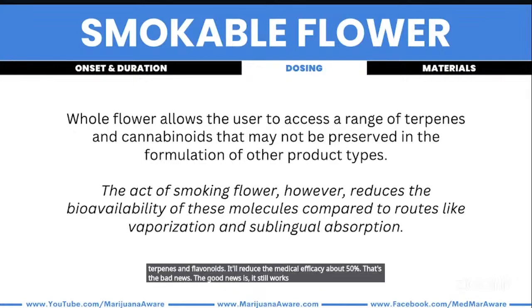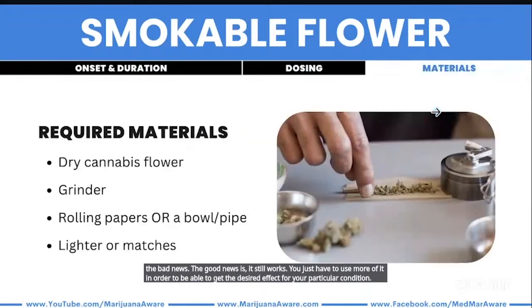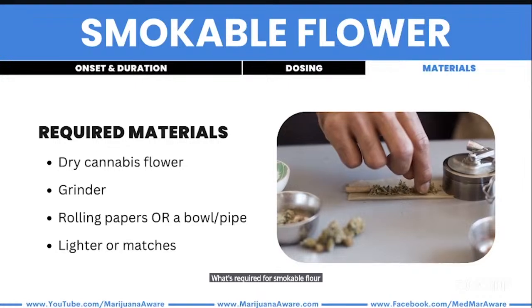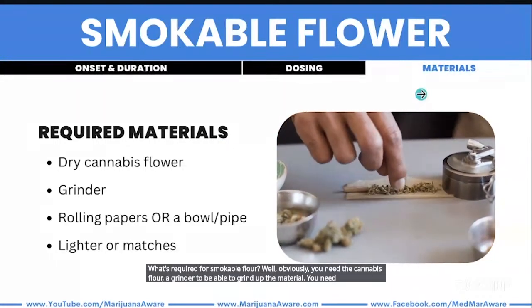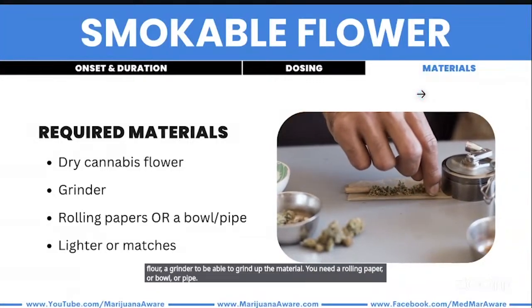You just have to use more of it in order to get the desired effect for your particular condition. What's required for smokable flower? Well, obviously you need the cannabis flower, a grinder to grind up the material. You need a rolling paper or bowl or pipe, and also a lighter or matches.